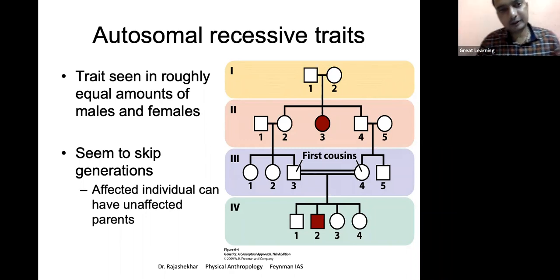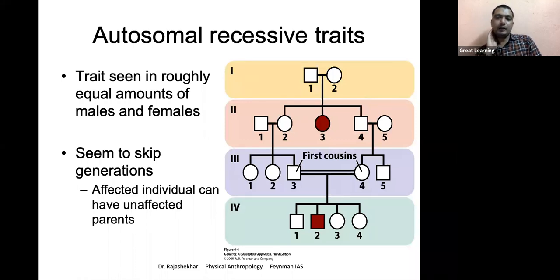Next, is it skipping generations? Do you see the problem in every generation? Generation 1, no problem. Generation 2, you see a problem. Generation 3, no problem. You see that? First cousins got married. Generation 4, there is a problem. So skipping generations, meaning dominant or recessive character?